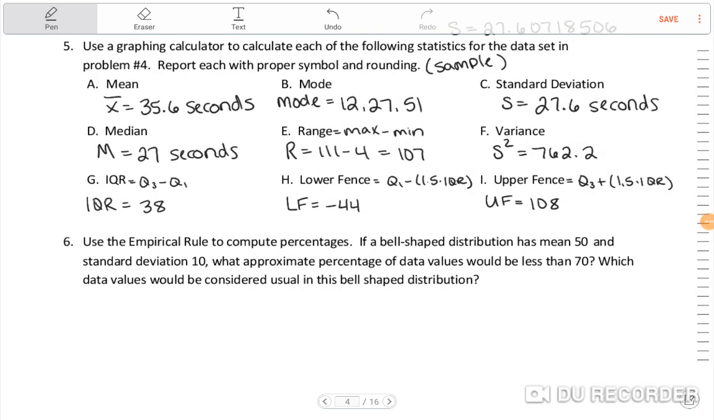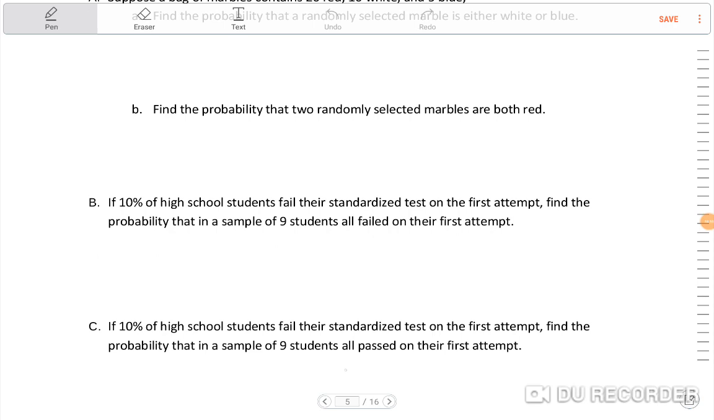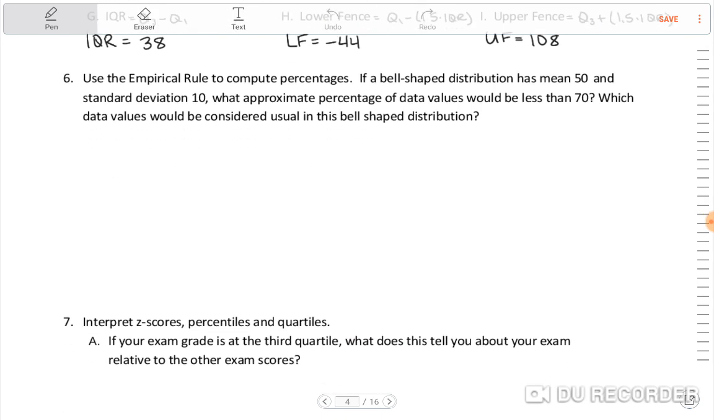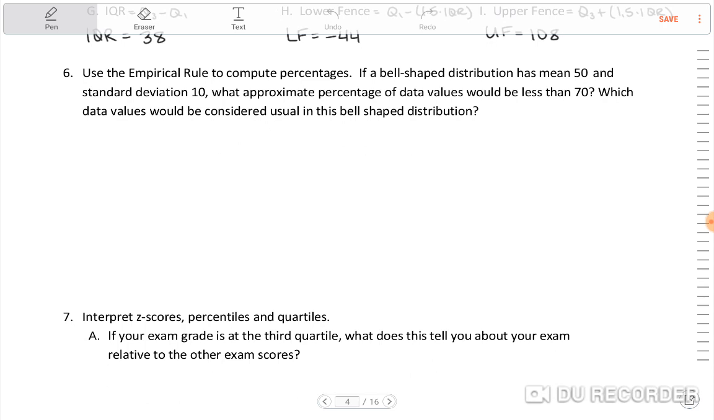So number 6 says, use the empirical rule to compute percentages. If a bell-shaped distribution has a mean of 50 and standard deviation of 10, what approximate percentage of data values would be less than 70? Which data values would be considered usual, not unusual, in this bell-shaped distribution?